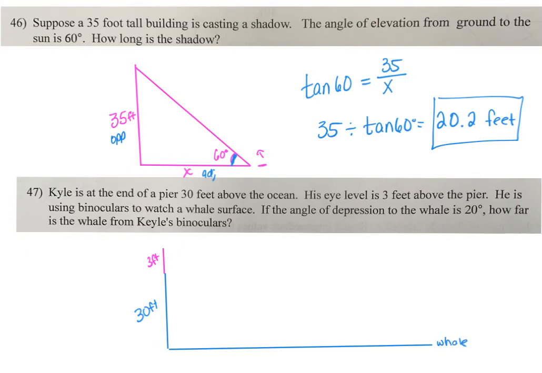Now, angle of depression is going to be this down, okay? So if I am looking straight out down to the whale, my angle of depression is the one that is up here. The angle of depression is 20 degrees. However, that is the same as the whale's angle of elevation to the person standing on the pier. So that means this is also 20 degrees, all right? It says, how far is the whale from his binoculars? Which side am I solving for if I am looking from binoculars to whale in distance?